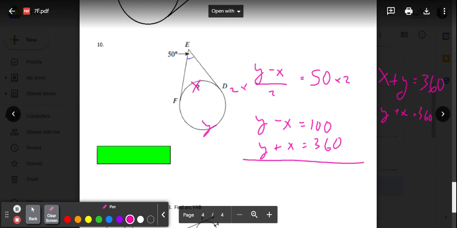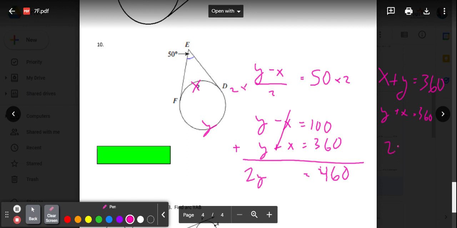And what we're going to do with these systems of equations, we're going to add them together. This is called elimination. You should have done this in Algebra 1. All right, so we combine the two equations together. So I'll add the y's. Y plus y is 2y. Negative x plus x is 0x. That's why we do elimination, because it cancels itself out. 100 plus 360 is 460. So we're left with 2y equals 460.